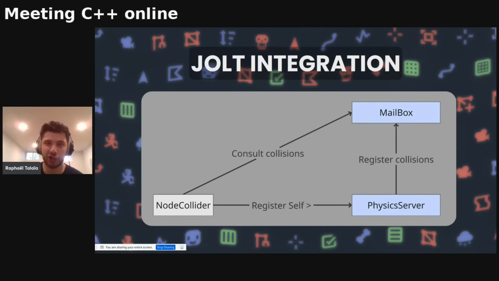So for the Jolt integration, we really try to keep it as simple as possible. I hope it will be clear to explain. Here we have the node collider. If you remember from the hierarchy, it's the one responsible for registering a body, for example, to the physics server. A physics server is simply a wrapper or a facade, depending on how you see it, to Jolt. Then the physics server registers collisions to the mailbox, and on update, when we are updating the game, the node collider consults the collisions from the mailbox.